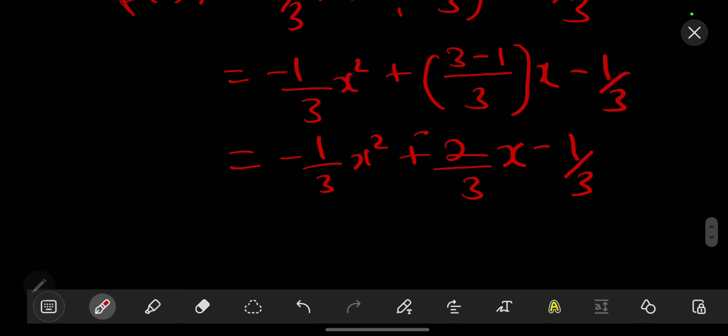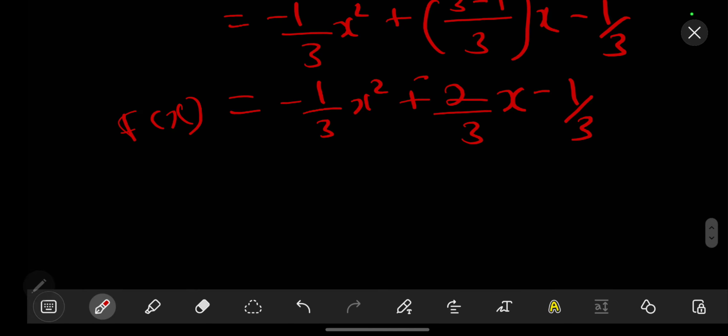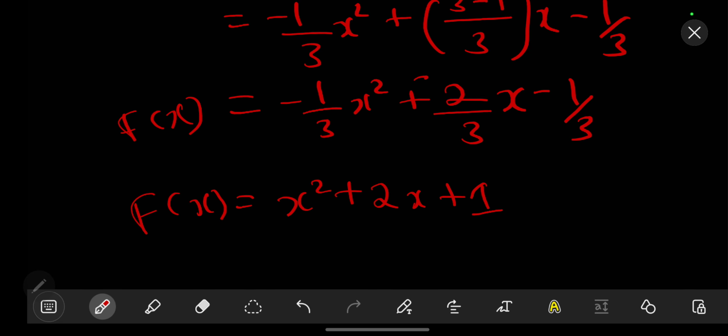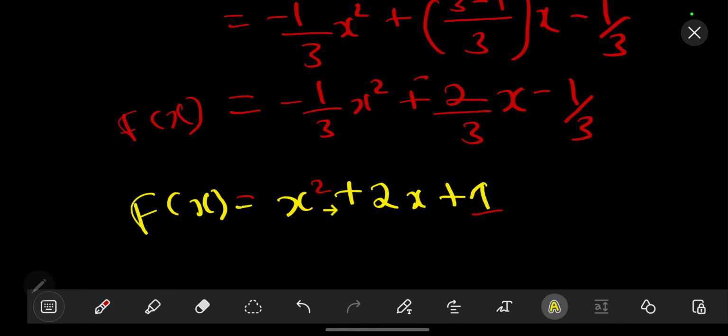So this is the equation of f of x. It's either this one, or the other one, which was the first equation we wrote, x squared plus 2x plus 1. So that's how you go about that. If you're asked such a question, you will have to write both of the equations unless you are given any other condition. So this is how you go about it.